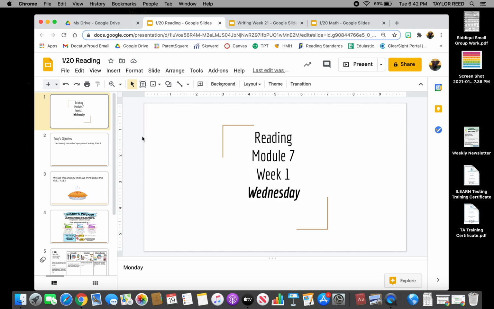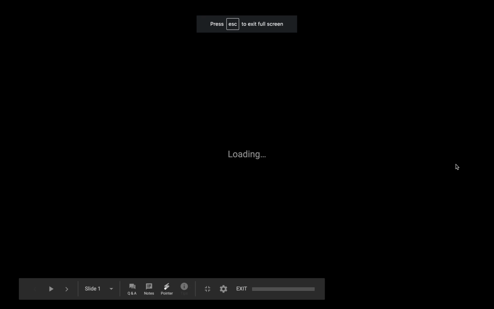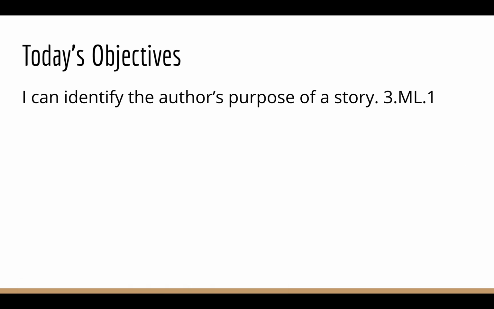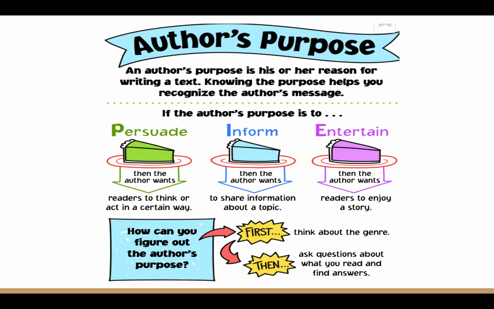It's Wednesday, December 20th's reading lesson. Our objective today is I can identify the author's purpose of a story. So we use this analogy when we think about this particular skill, PIE. PIE stands for persuade, inform, or entertain. We're going to be identifying what the author's reason for writing a particular text is.